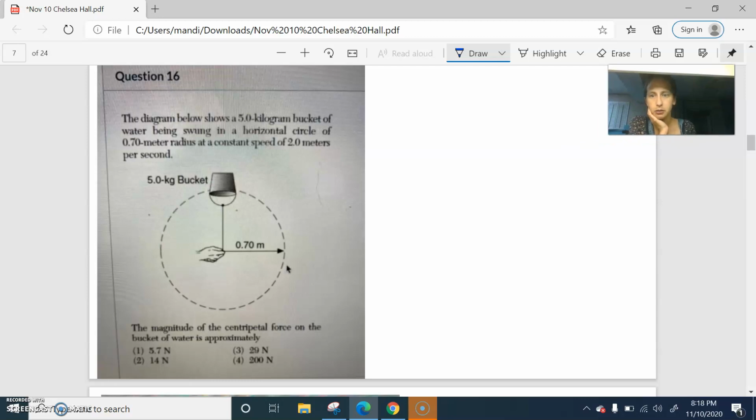We have a bucket being swung in a circle at a constant velocity. Velocity is 2 meters per second. The radius is 0.7 meters. The mass is 5 kilograms. And they want to know the centripetal force.